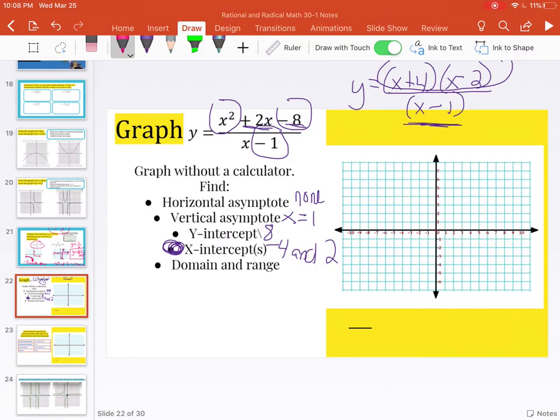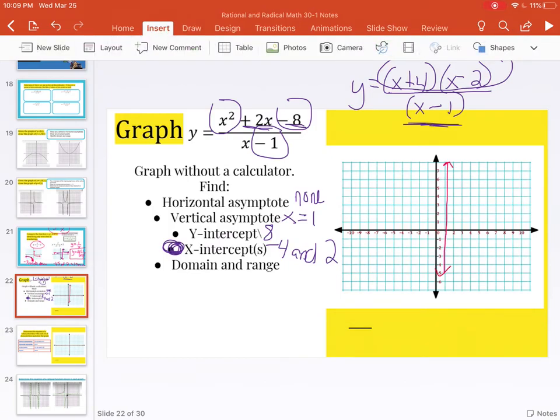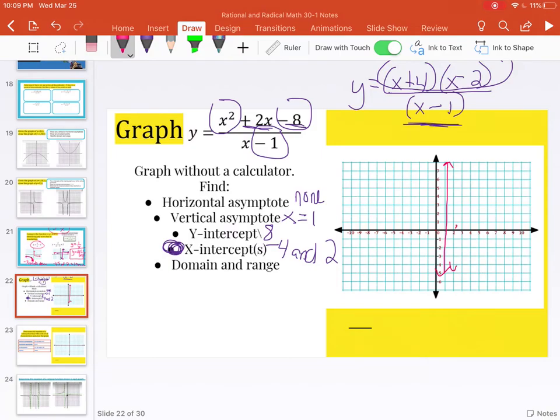So let's draw that asymptote at x equals 1. This graph is going to look pretty funky here, and I'm going to have an x-intercept at 2 and -4. It looks something like that. It actually does have a slant asymptote, which is why it looks like this, but we don't need to worry about that in 30-1. I think you cover that in calculus, but not in 30-1 math.